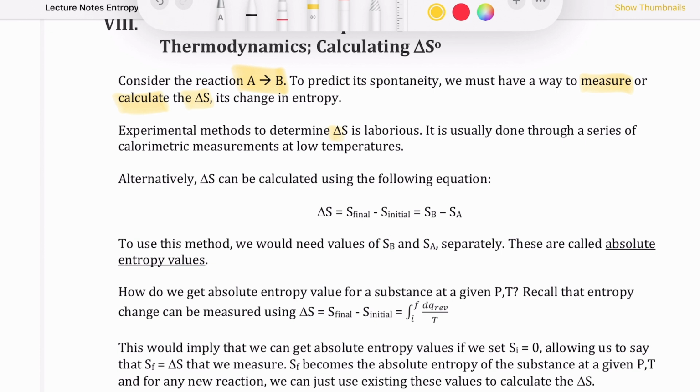Ideally, we want to do this an easier way, and the easier way could be done if you're looking at that same reaction A goes to B by just calculating delta S using S final minus S initial. Since we're talking about a reaction, our final state is the product, our initial state is the reactant. We just want to know, is that reaction spontaneous or not? So that means we're just taking the entropy of the product minus the entropy of the reactant.